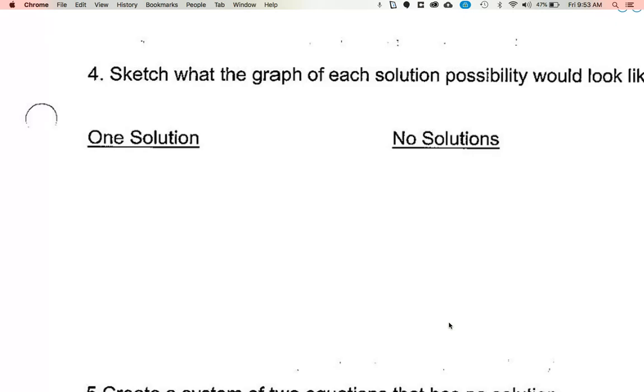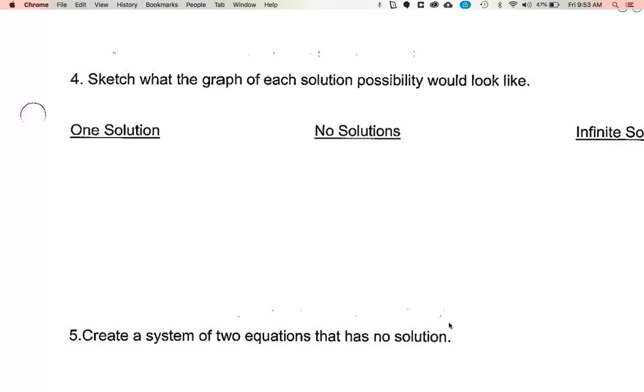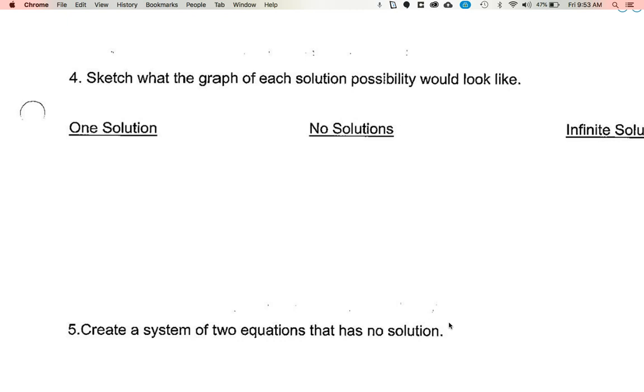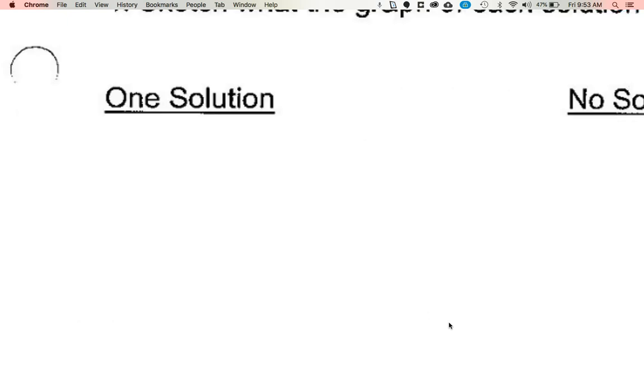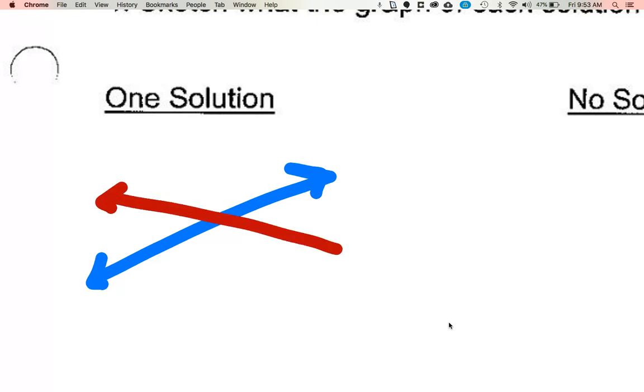All right, so I imagine this will be like a matching part of the quiz. So it says sketch the graph of each solution possibility, what it would look like. So when I say sketch, it means I don't need to see like an X and Y axis. I don't need to see numbers. I just know if there's one solution, those lines need to cross. They don't have to be perpendicular. They just have to cross.